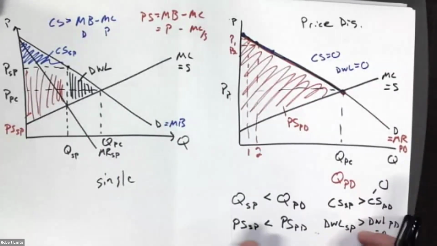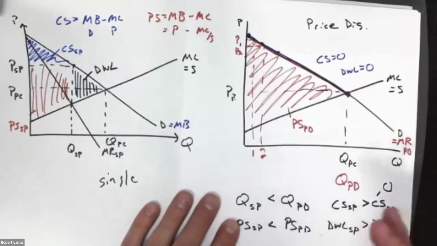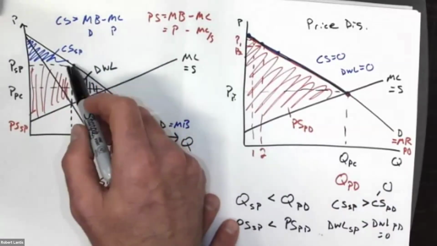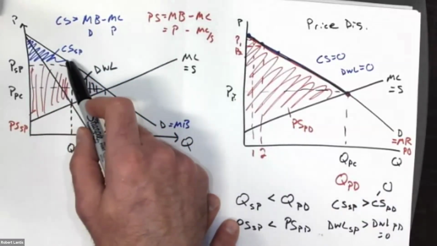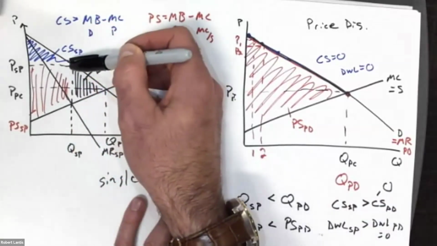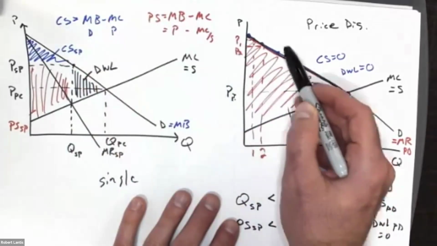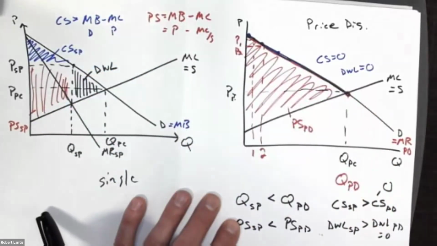Any questions? Just to point something out here. Notice what's happening: when I was charging a single price, every consumer in this range, I am now able to charge not just this lower price, but exactly how much they're willing to pay. So I've extracted some of their surplus and turned it into producer surplus.